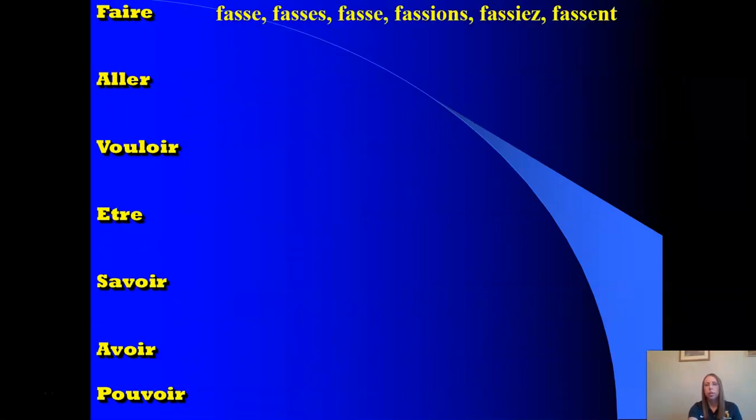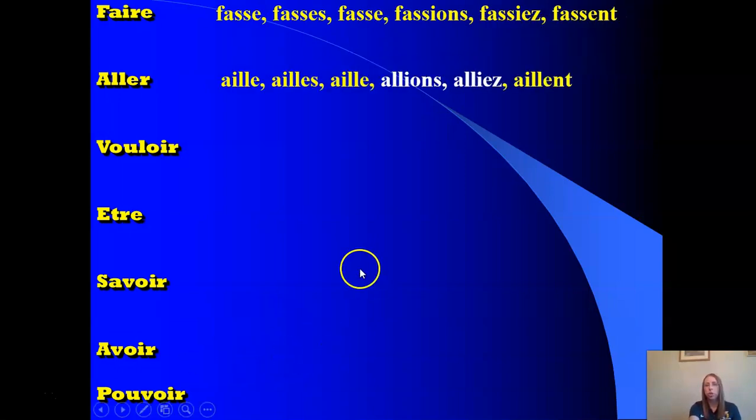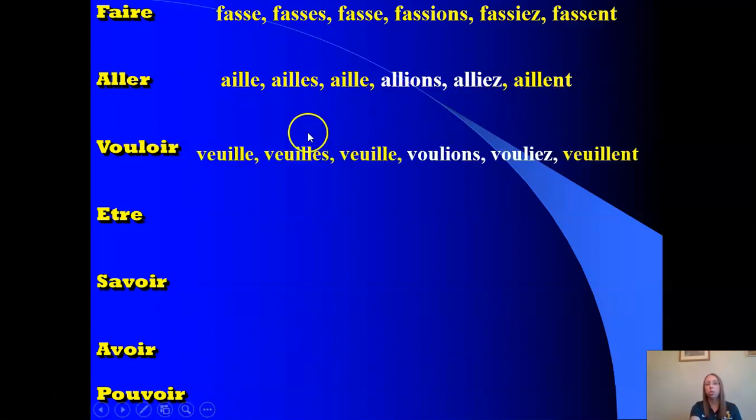Voici les verbes complètement irréguliers. Faire, fasse. Aller. We said that there were 2 stems. So, j'aille, tu ailles, il aille, nous allions, vous alliez, ils aillent. And think about I. So we've got to remember the difference in pronunciation of aller versus avoir that we'll come to in a second. Vouloir also has 2 stems. Je veuille, tu veuilles, il veuille, nous voulions, vous vouliez, ils veuillent.